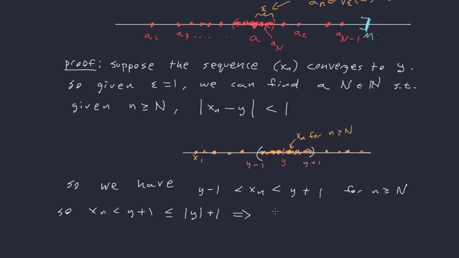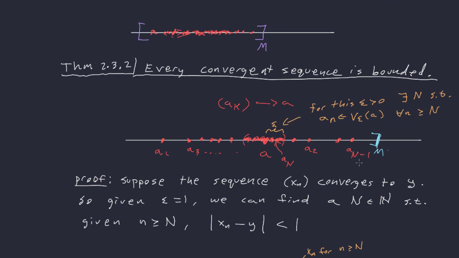So this implies that the absolute value of xn is less than or equal to y plus 1 for n greater than or equal to capital N. Now you might think we've got it. You might think, oh wait, okay, our sequence is bounded, right? We have the absolute value of xn less than or equal to this thing here.